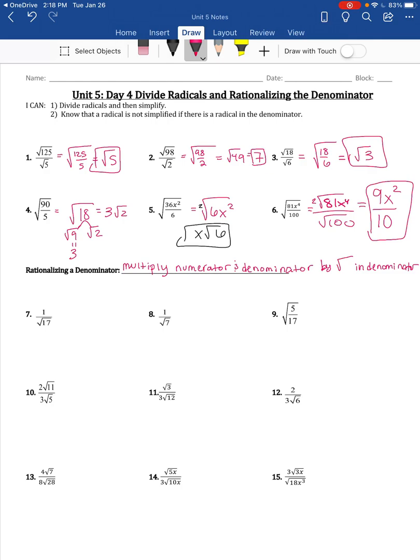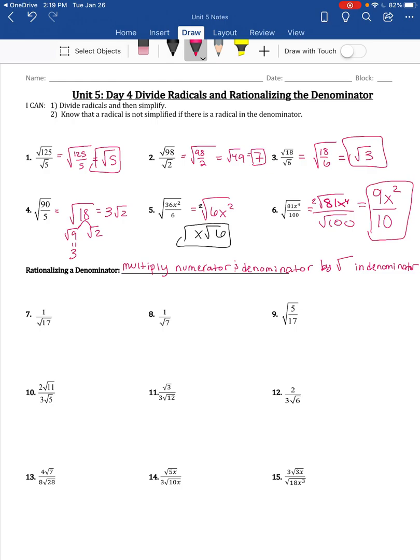So a radical up top, totally okay. You just cannot have a radical in your denominator. So you get rid of it by rationalizing, which means that you multiply the numerator and denominator by whatever the radical is in your original denominator. That's a lot of big words, but what it means, to get rid of the radical down below, you multiply the top and the bottom of the fraction by the radical in your denominator.